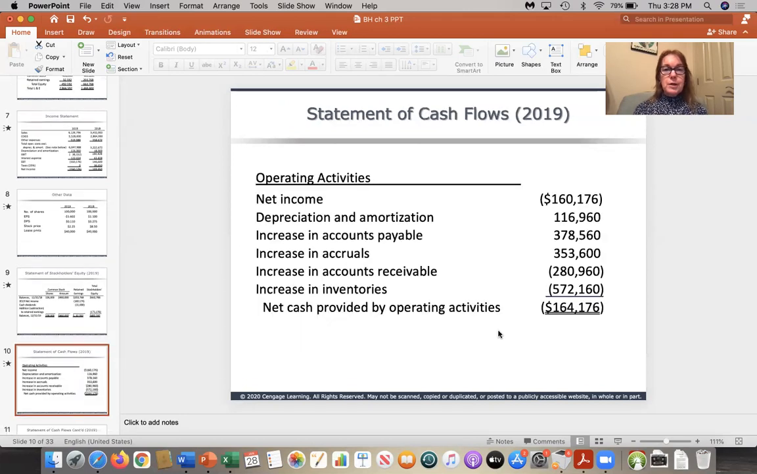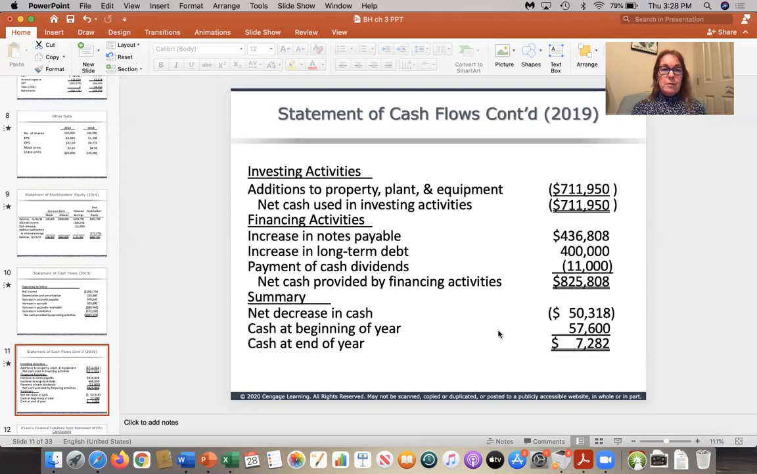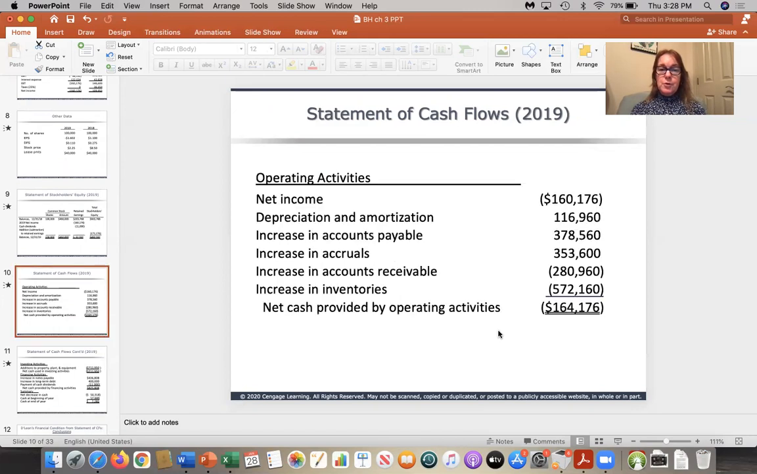Okay, let's look at the statement of cash flows. Now there's three parts to the statement of cash flows: operating activities, investing activities, and financing activities. This is just telling us where the money has gone. And so this can be a little bit confusing, but this is the way to think of these cash flows.